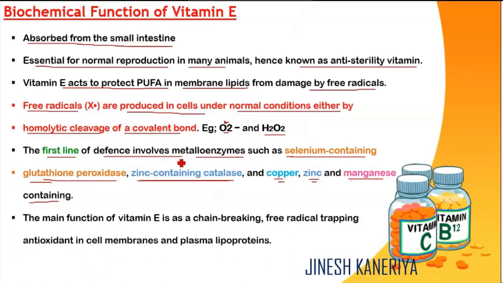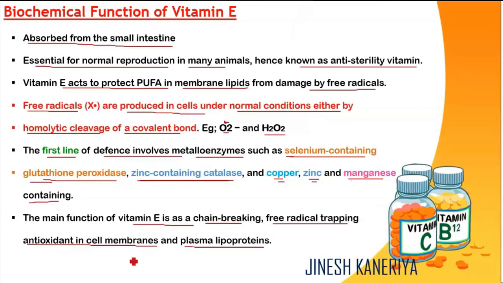So vitamin E is involved in improving the activity of these metalloenzymes. These are the biochemical functions. The main function of vitamin E is as a chain-breaking, free radical trapping antioxidant in the cell membrane and plasma lipoprotein. The degradation of the cell membrane is also prevented by vitamin E.